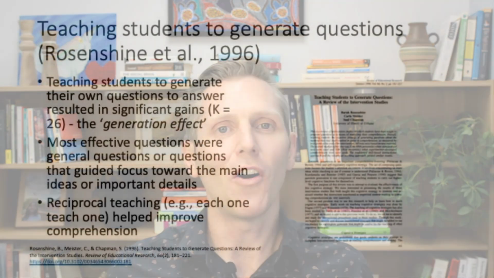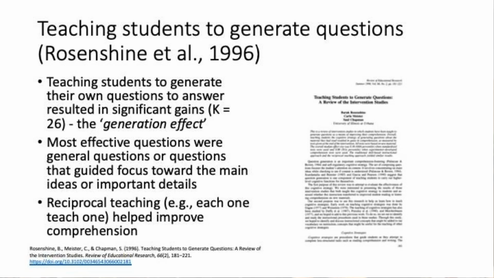Now, one thing that might interest you is that Rosenshine was certainly not a one-trick pony. He had a long and illustrious career in the field of educational psychology and made many distinct and important contributions to the field. One of the big reviews that was a hallmark study in the field of effective questioning was this meta-analysis on studies that looked at how effective it was for students to generate their own questions, right? And he looked at that.